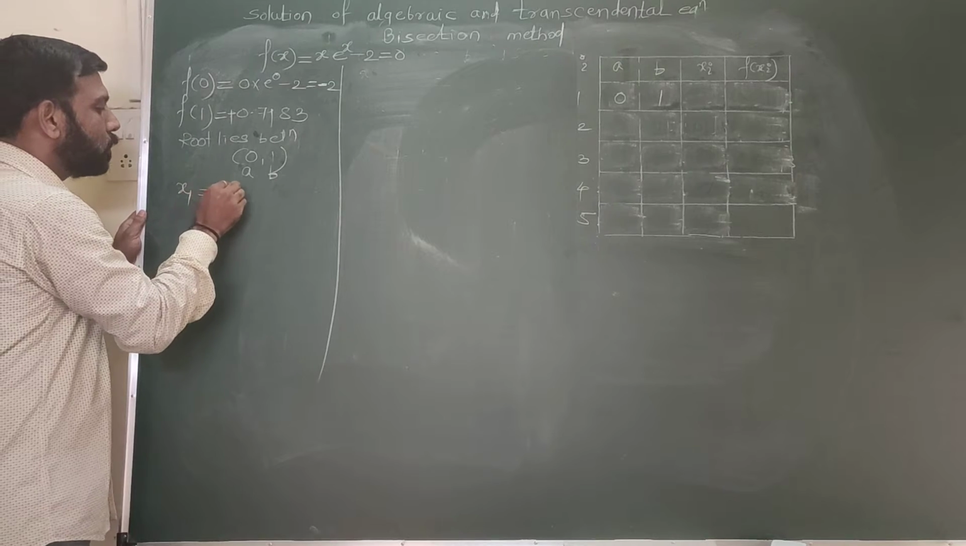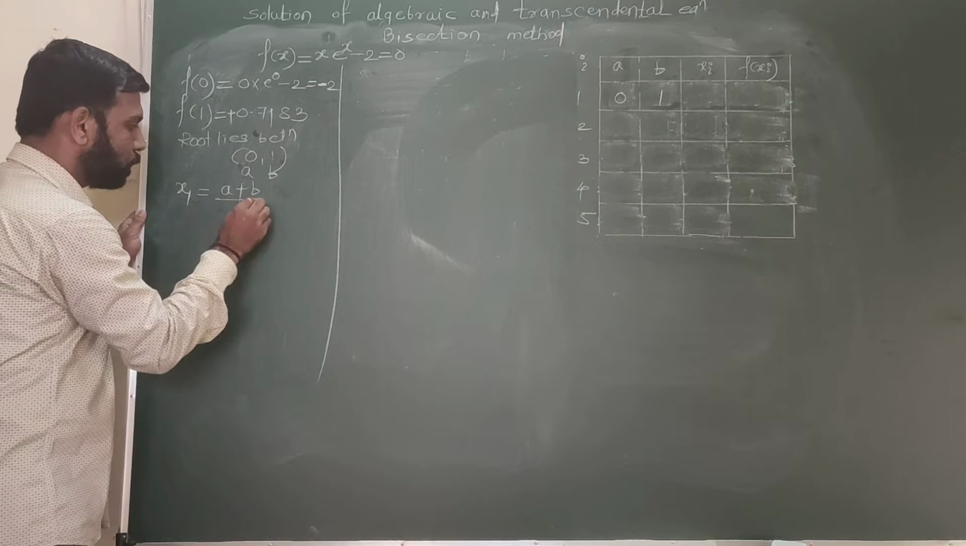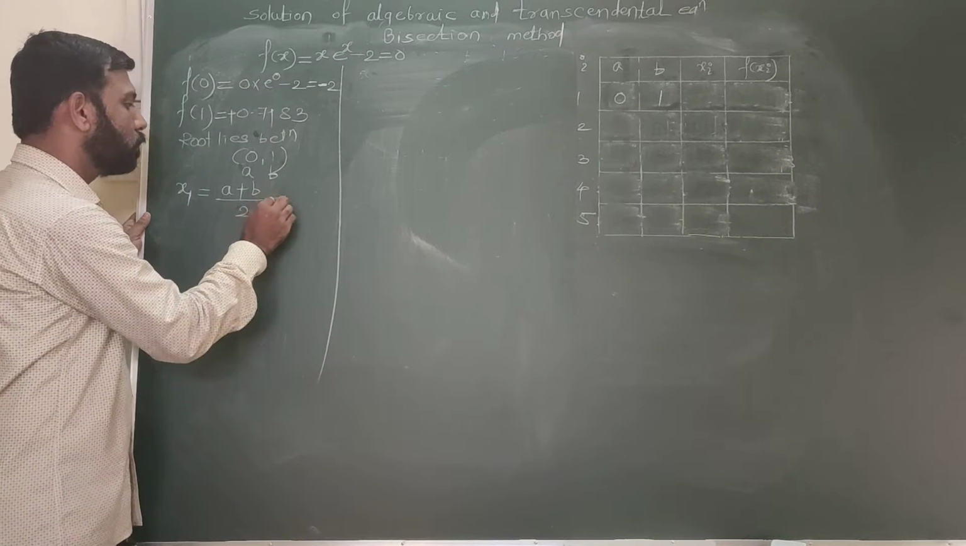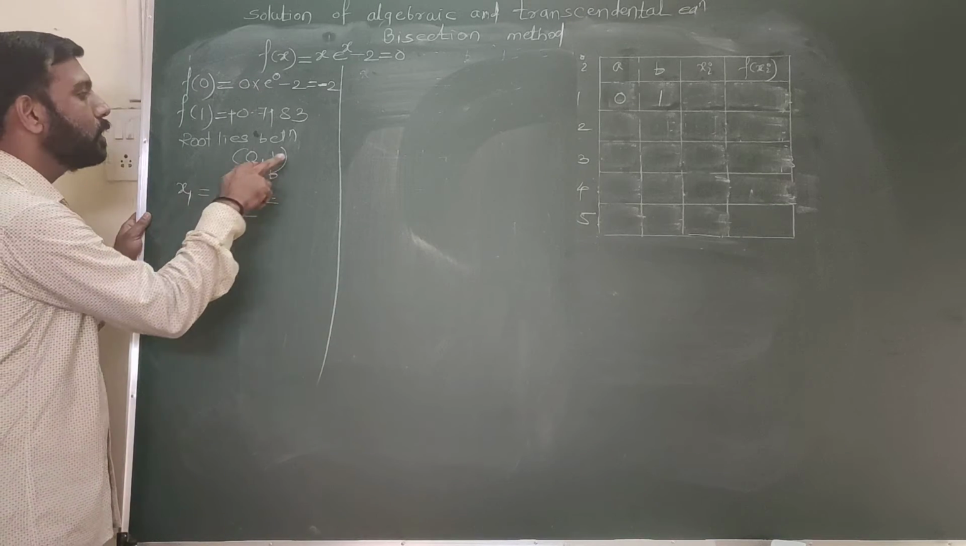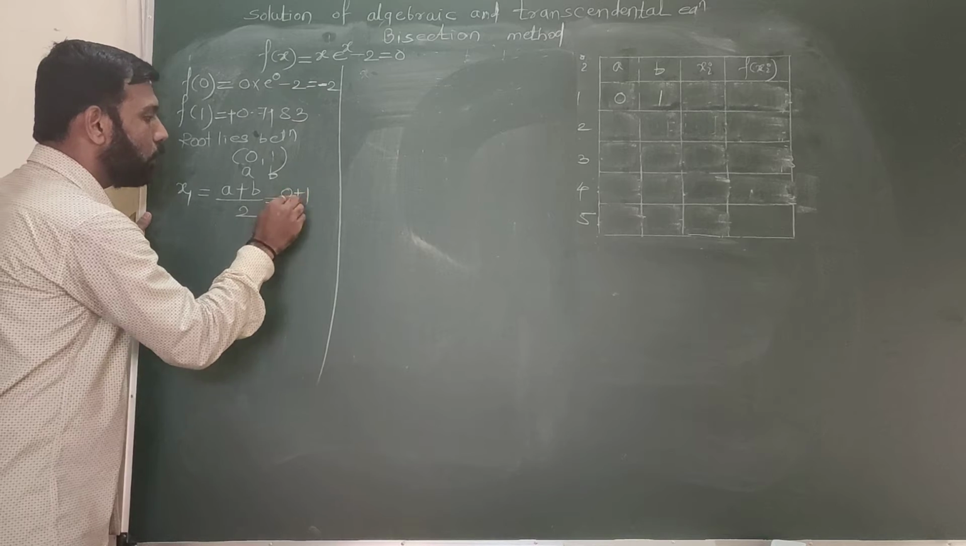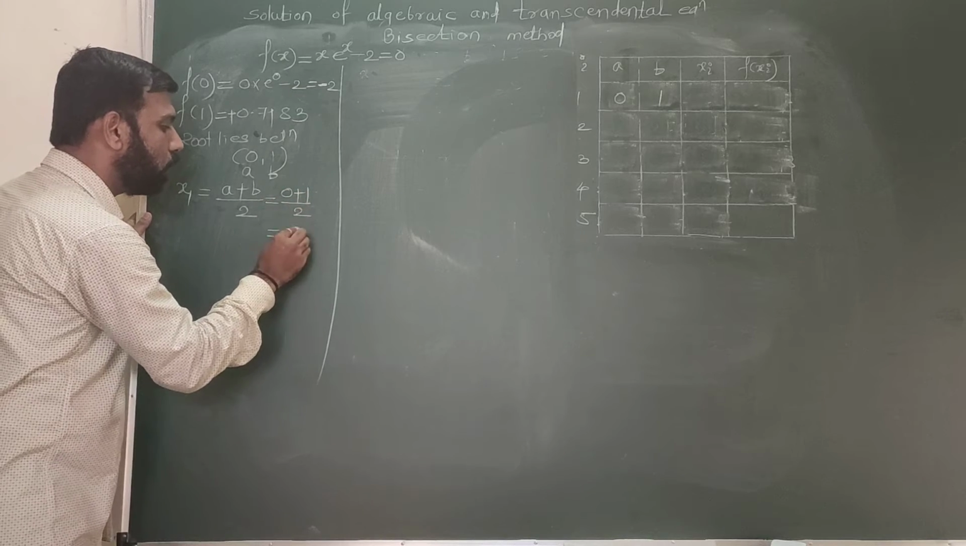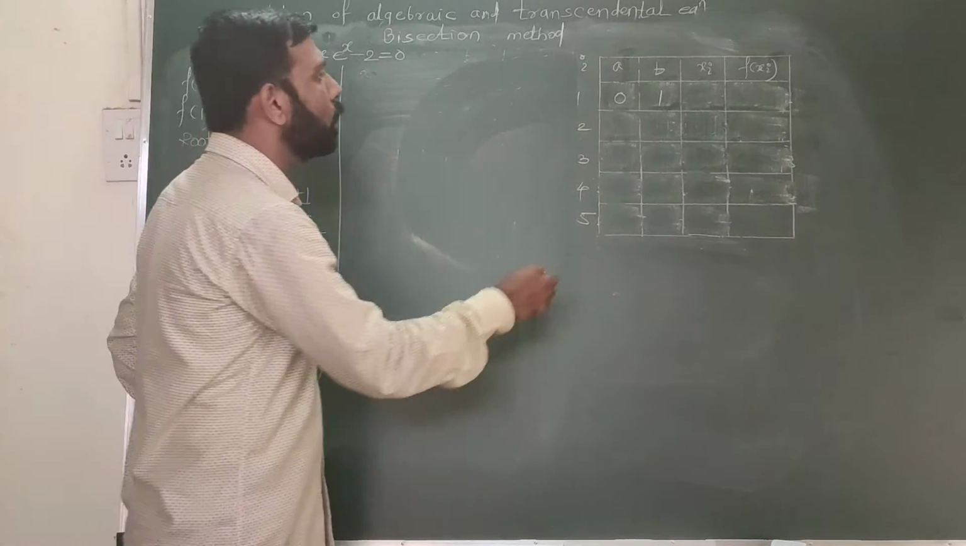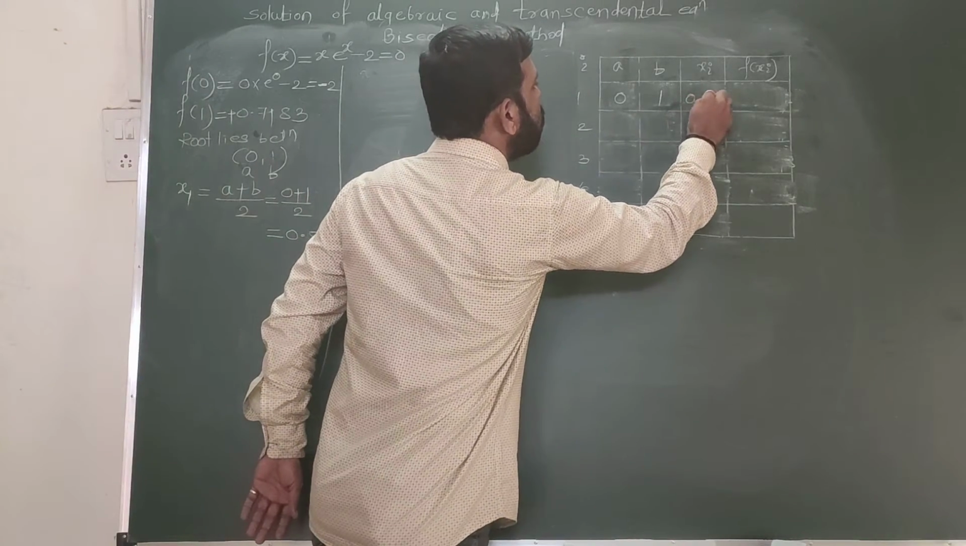The bisection formula is a plus b upon 2, where a is 0 plus 1 upon 2, and the output is 0.5. So the first approximation we got here is 0.5.